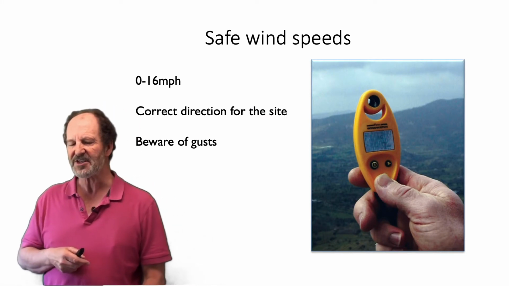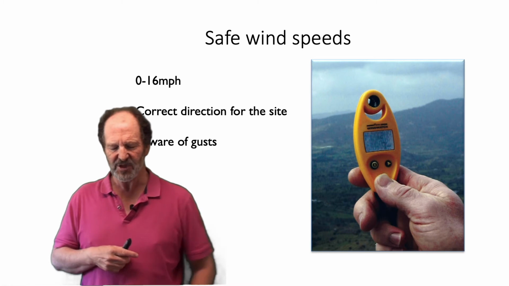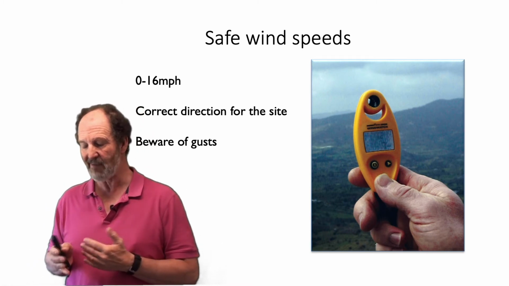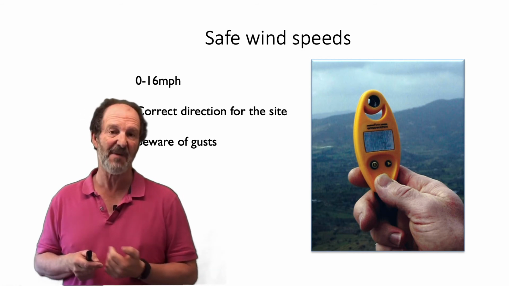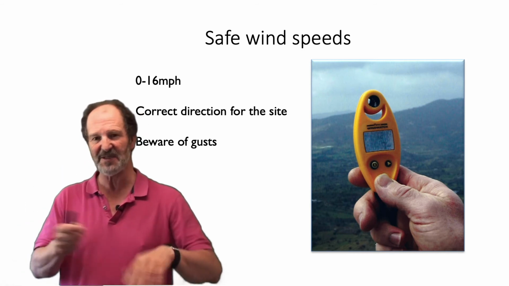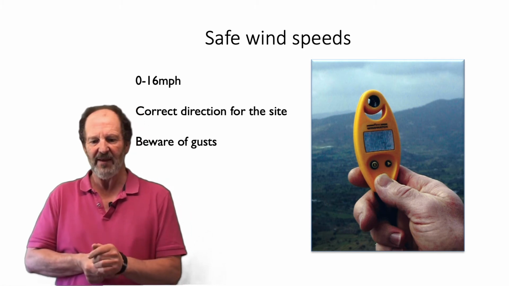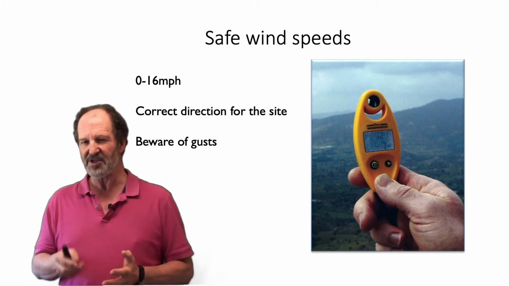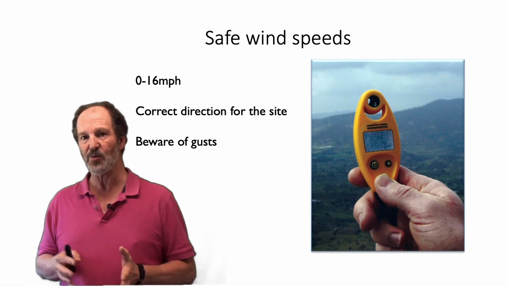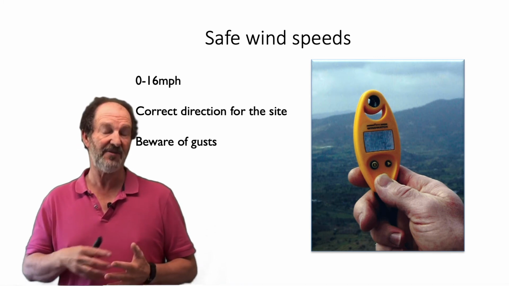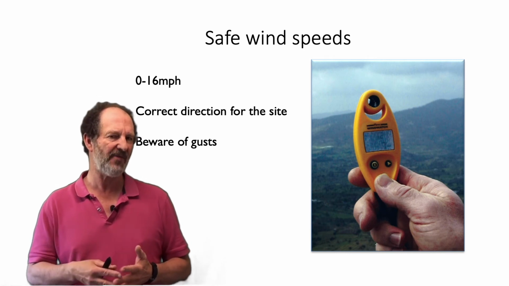So we have to talk about safe wind speeds. What is a safe wind speed to fly in? Well, we're talking about micrometeorology, so I'm going to say 0 to about 16 miles per hour, or you can convert it into meters per second or kilometers per hour, whatever you like, is reasonable. You can fly in slightly stronger winds than that, but you start to run into issues as it gets windier. Not only just the wind strength increase, but the turbulence increase. If you double the wind strength, you square the amount of turbulence.